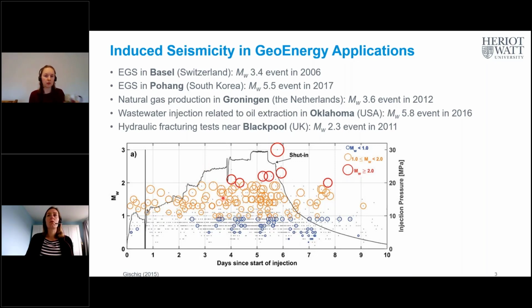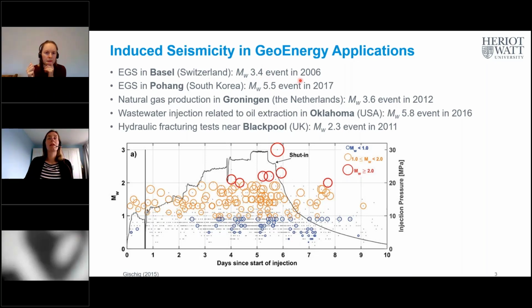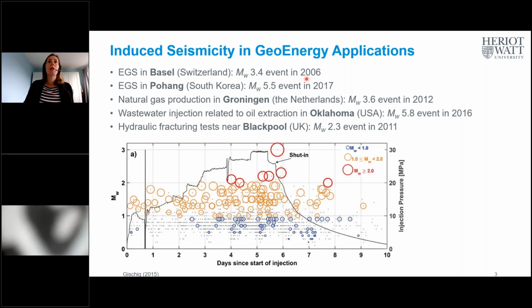Let's look at some examples of induced seismicity in geoenergy applications. This graph shows the injection pressure at the geothermal site in Basel in Switzerland, and with the color codes it shows the related seismicity. The seismic activity in this reservoir increased with rising pressure and flow rate, up to the point that there was a magnitude 3.4 event in 2006. And this led then to the abandonment of the geothermal site in Basel in 2009. A more recent event was in Pohang in South Korea in 2017, and that was a magnitude 5.5 event, which was concluded to be caused by the geothermal system there.